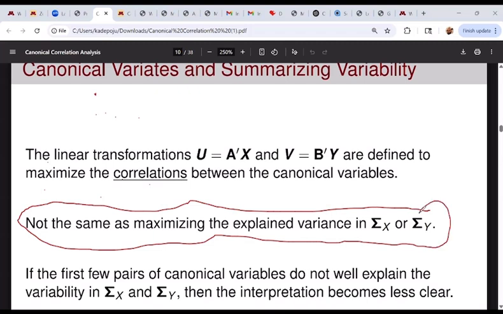the explained variance. In the case of principal component analysis, the idea behind deriving the set of principal components is that we actually want to settle for a few that can maximally explain the variance. So this is not the same as that. The only thing that we want to do here is maximize the relationship between two sets of linear combinations. That's our intention here.